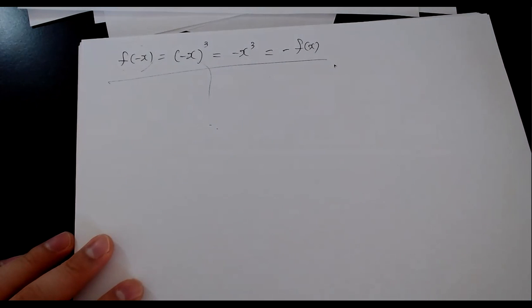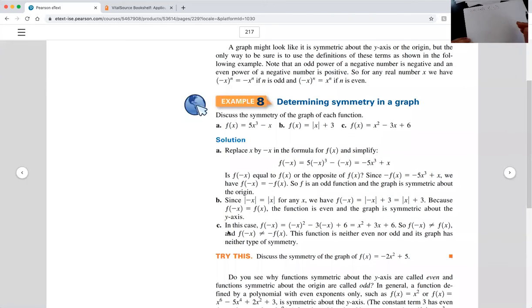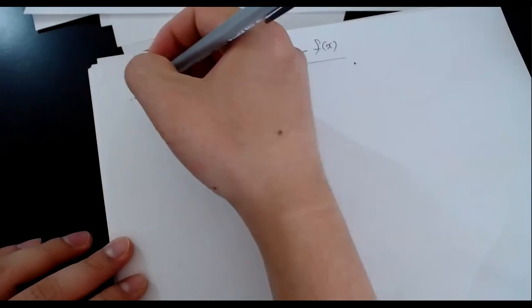Let me give me a second. Let's see example 8. So let's see example 8 in problem A. So just one problem. So discuss the symmetry of the graph of each function. Okay, A is fine. Let's see. So example 8.